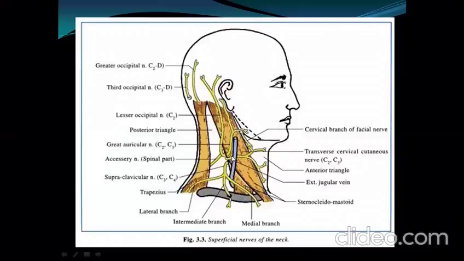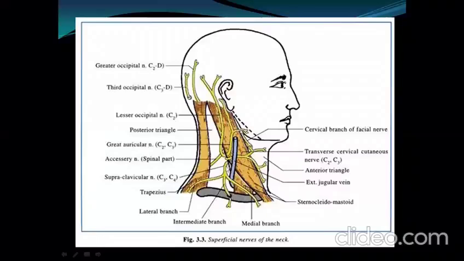So the next one is the transverse cervical nerve or anterior cutaneous nerve. It emerges from the midpoint of the posterior border of sternocleidomastoid. Then it crosses the sternocleidomastoid muscle. After that, it divides into ascending and descending branches, which supply the skin of the side of the neck.